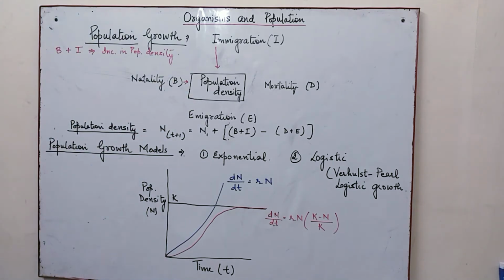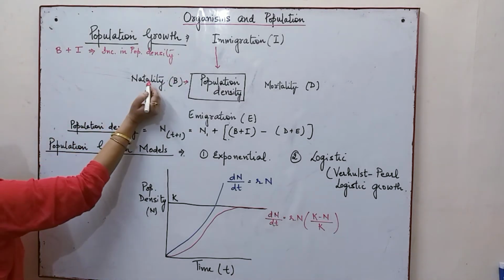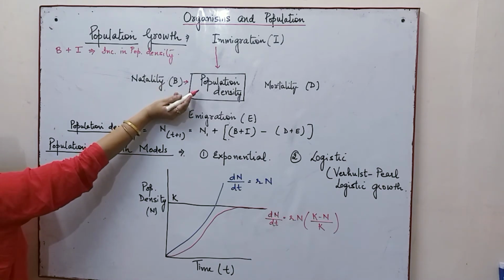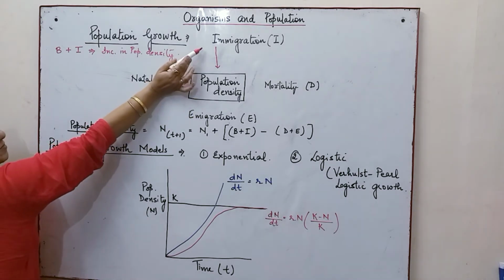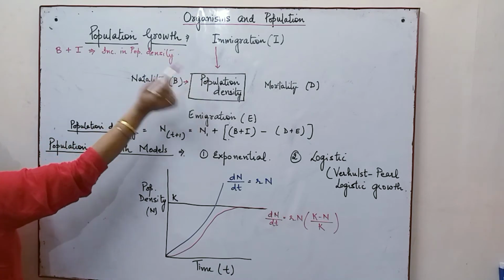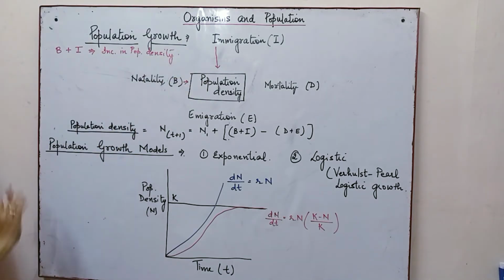When we talk of immigration, immigration is the total number of individuals of a particular species that have come from another habitat to this habitat. So over here, what is happening? Due to birth, the population density increases, and immigration is the movement of the same species from another habitat to this habitat. So overall, there will be an increase in the population density.